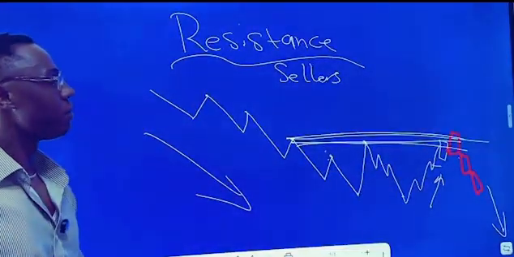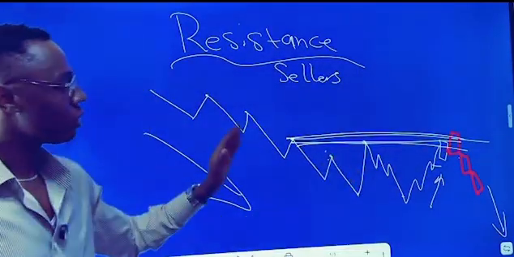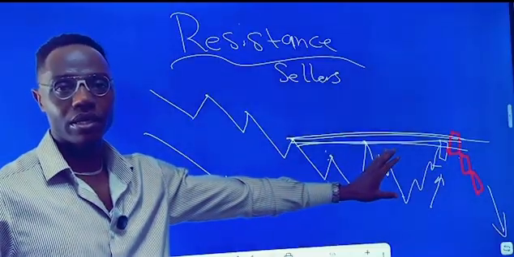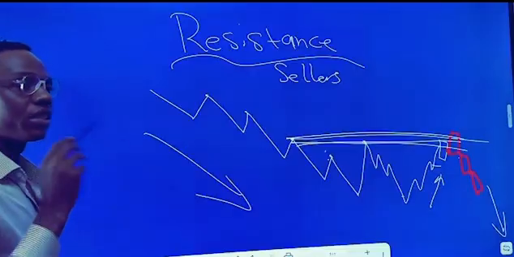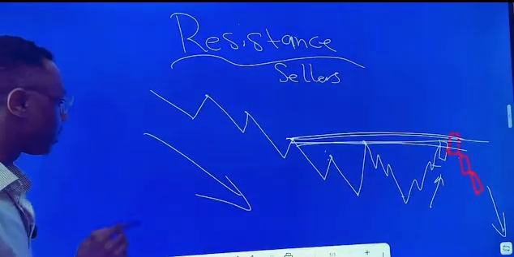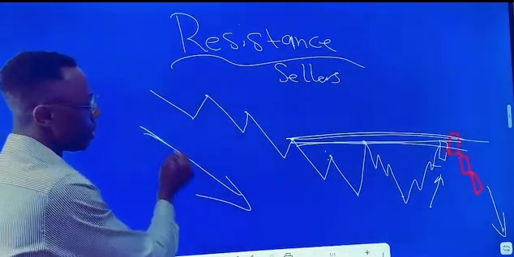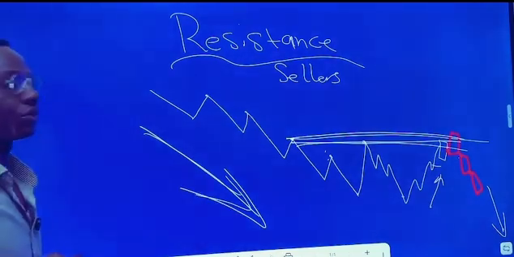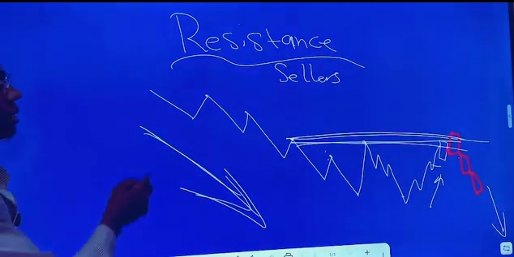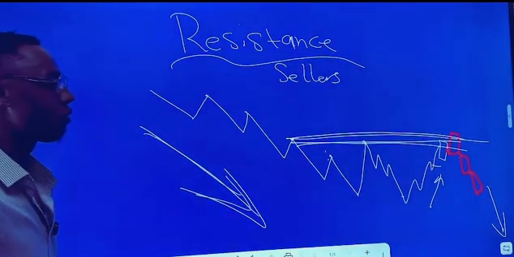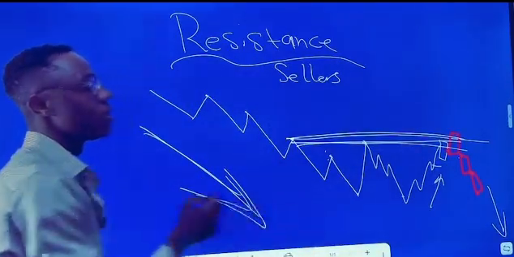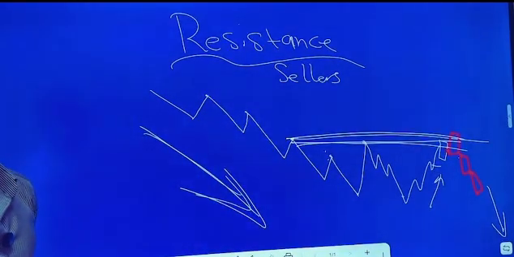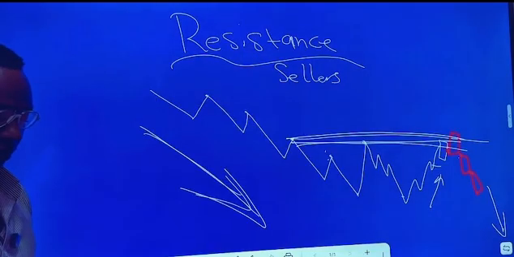That's why whenever you are looking for an entry, don't make an entry against the trend of the market if you're a beginner. If you're a beginner, just look for an entry which goes alongside the trend. This is a downtrend, so if you're looking for an entry, look for one that also goes down. Trade in the direction of the market.